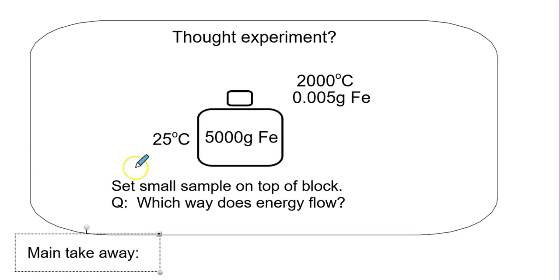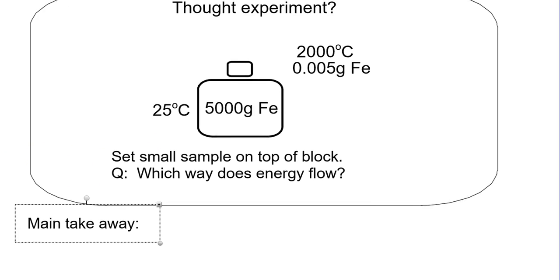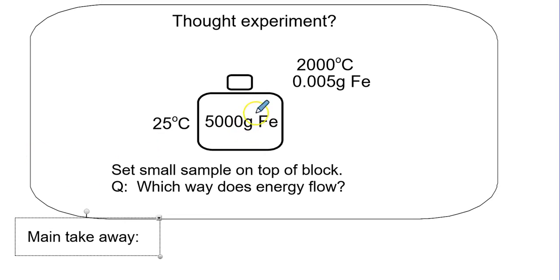So not only mass, but temperature has an effect. Okay, another one here. Another thought experiment. I take this 2,000 degree block. This is the little iron speck, very hot. You set it on top of a 25-degree block. Which way does energy flow? Think about that for a second. Which one gets hotter because of it?